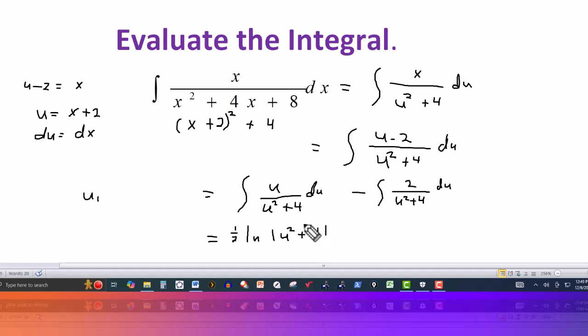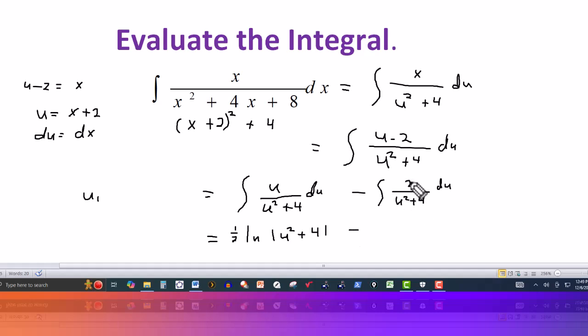Let's check it. Take the derivative of this. Constants out here would be u squared plus 4 in the denominator, which is right there. And the derivative of the numerator with respect to u is 2u, and you've got the 1/2, that cancels the 2, and it gives me the same thing I have. So double check there.